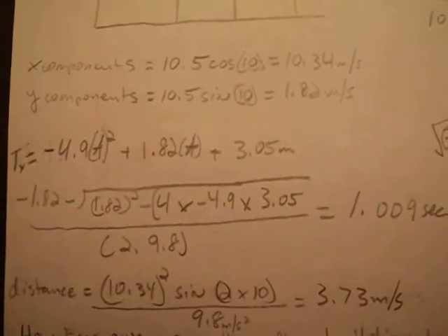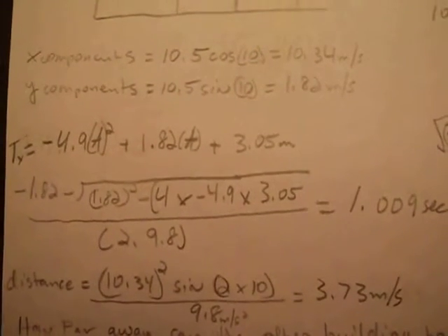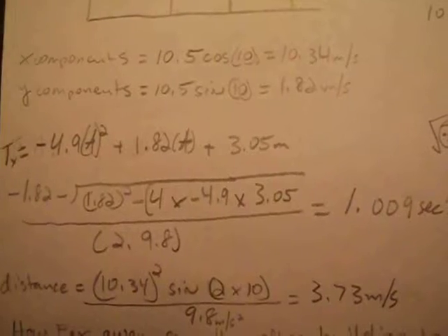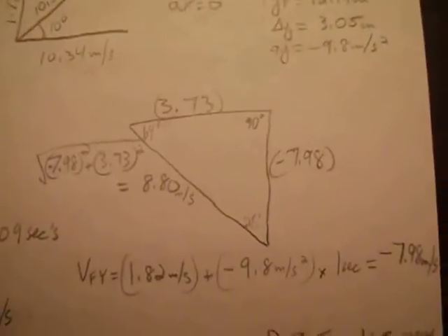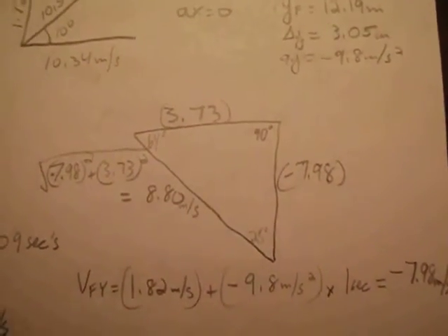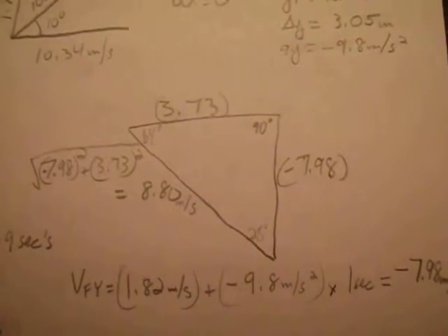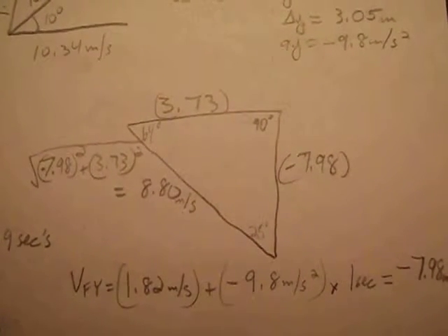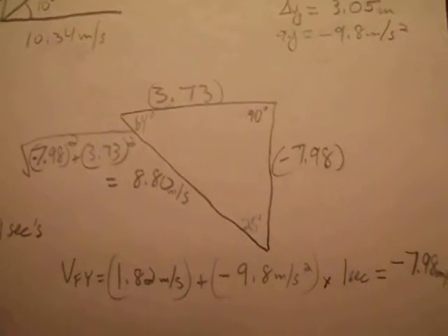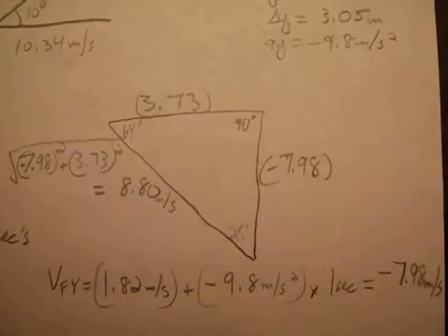And then the distance the robber traveled altogether, I calculated that to be 3.73 meters. And then I tried to figure out my final velocity in the Y direction. I took my Y component, my initial velocity, plus my acceleration in the vertical plane, which is negative 9.8, times 1 second, and I calculated that to be negative 7.98 meters per second.